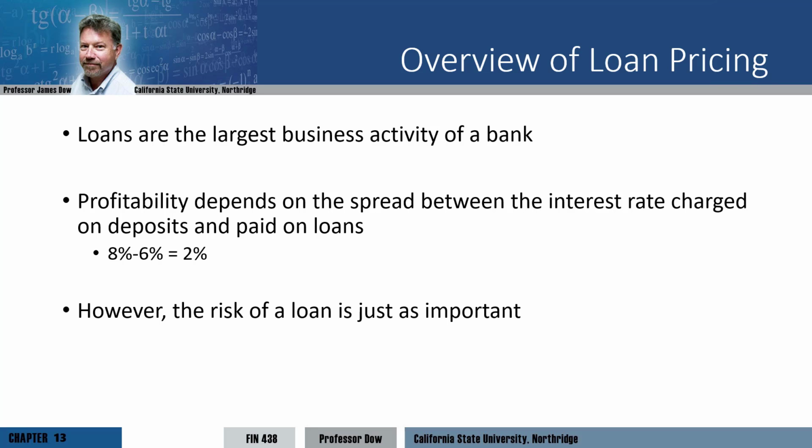Another issue is the risk of default. Borrowers that are riskier need to be charged a higher interest rate to make up for the fact that they are less likely to repay the loans. That is, the higher rate paid by the ones who do repay their loan makes up for the ones who don't.